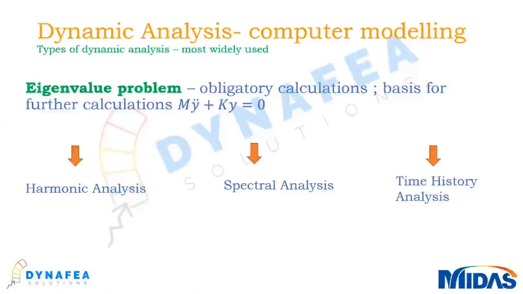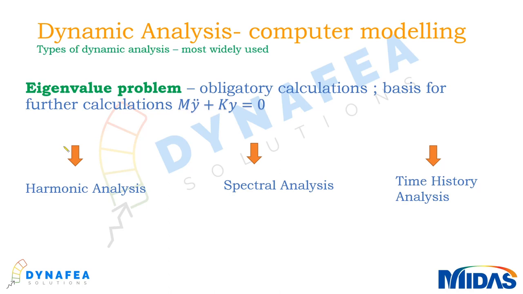We'll focus on the four most popular types of dynamic analysis. The modal analysis, the eigenvalue problem, is kind of a must-have for all other types of dynamic analysis. It's like the basics for further calculations, the assumptions for further calculations. So we can imagine that if we make a big error here, the other calculations are useless. The results for the eigenvalue problem are, of course, the free frequencies and the shapes of vibrations.